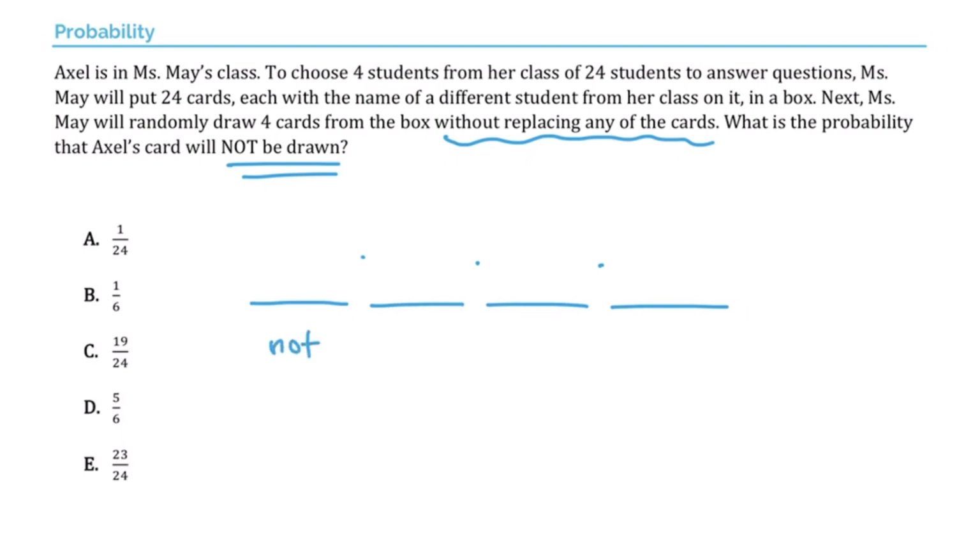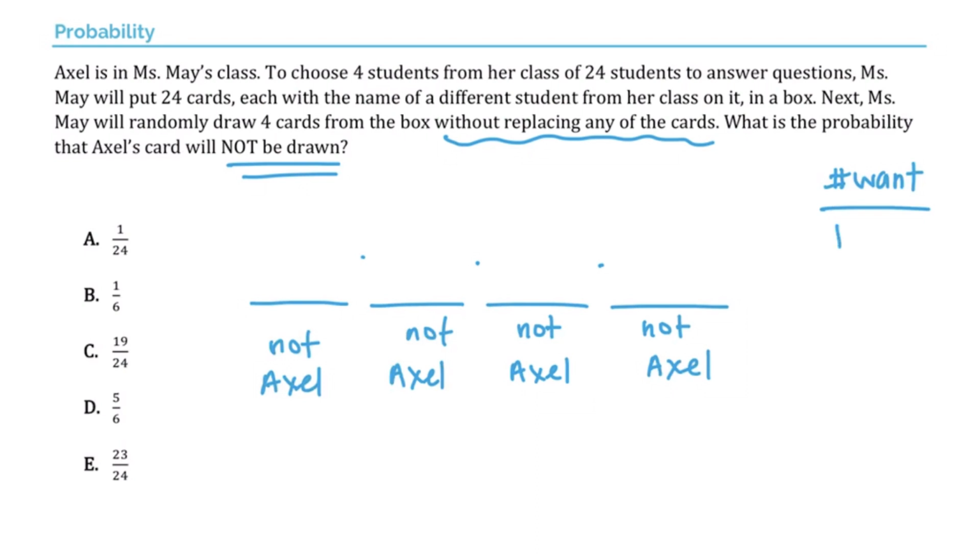I want to know what's the probability of not Axel, not Axel again, not Axel the 3rd time, and not Axel the 4th time. Remember, probability is simply the number that we want, which is not Axel, divided by the total number of students. So on my first draw, there are 24 students total in the class. 23 of them would be what we want because 23 of them are not Axel.